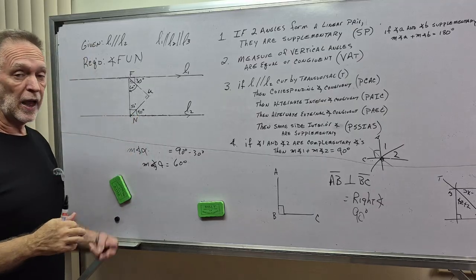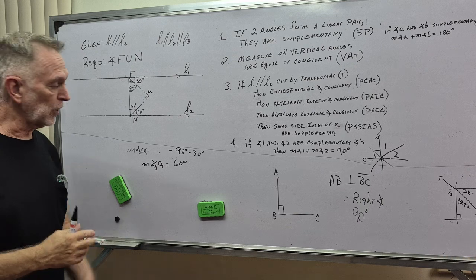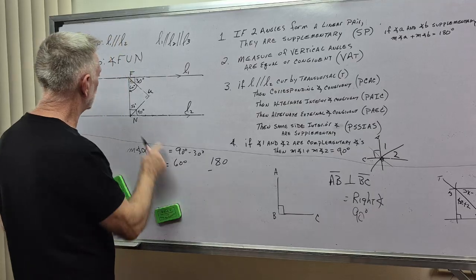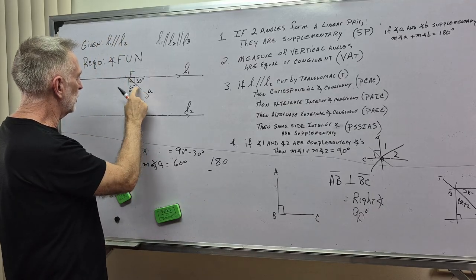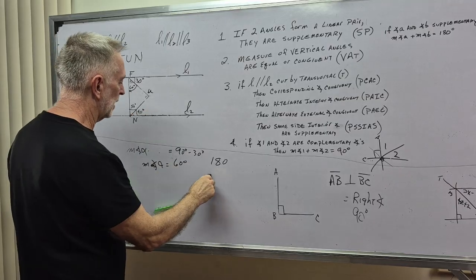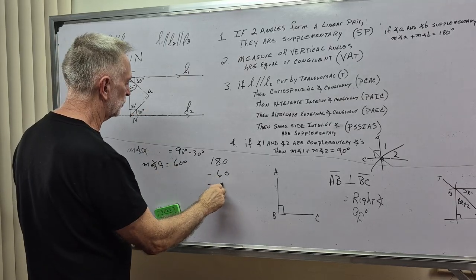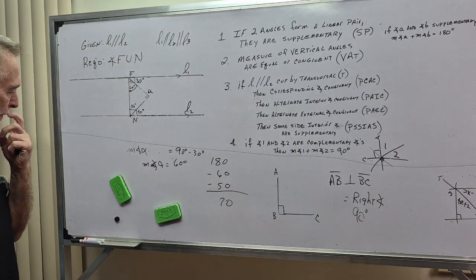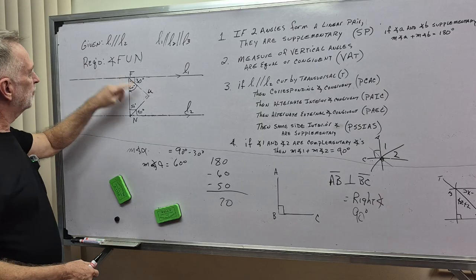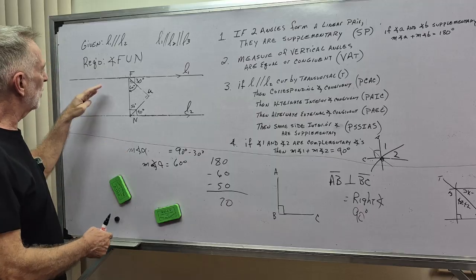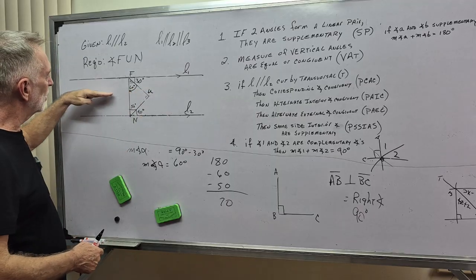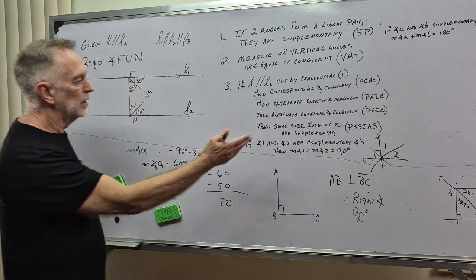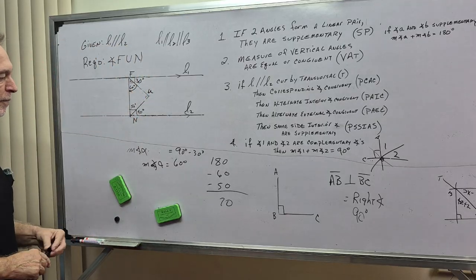Now, the sum of the angles inside of a triangle is 180 degrees. So if I want to know this one, the sum of the three is 180. So 180 minus 60 minus 50 would give me 70. So we had fun with 70 degrees earlier by a parallel line. Now we've solved it using complementary angles and came up with 70 also.